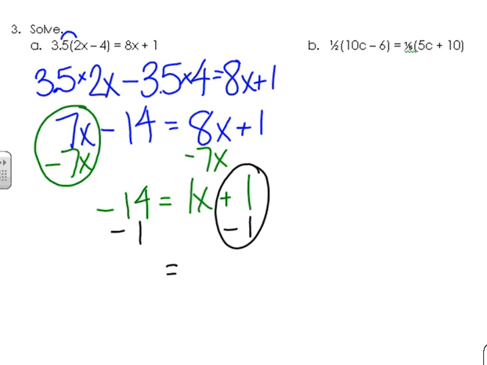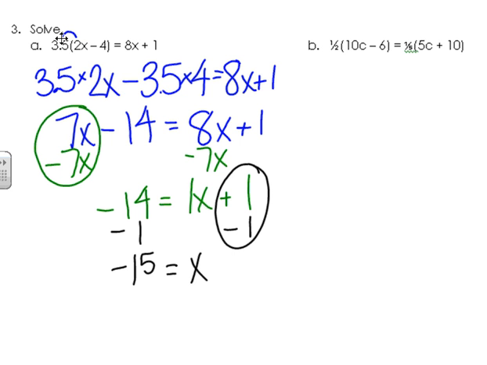Here's your zero pair. So we get negative 15 equals x. For these types of problems, it's a really good idea to go back and check your answer. Make sure that it makes sense. So we would do 2 times negative 15 minus 4, all times 3.5. Check that against the other side when you do 8 times negative 15 plus 1, and make sure you get the same thing on both sides.